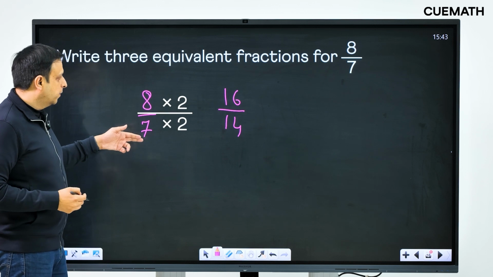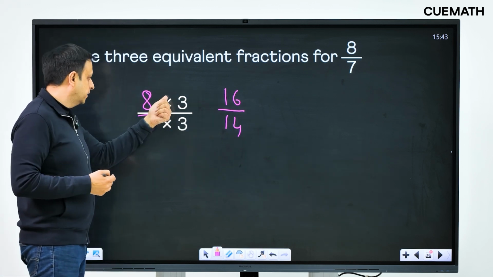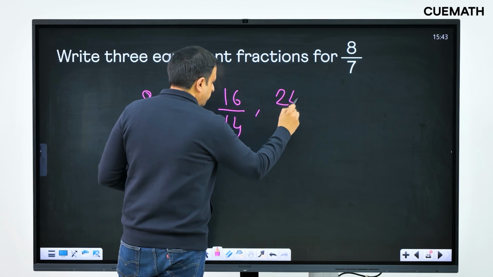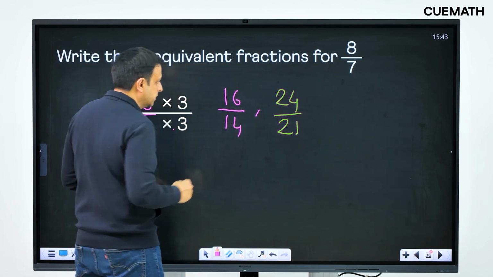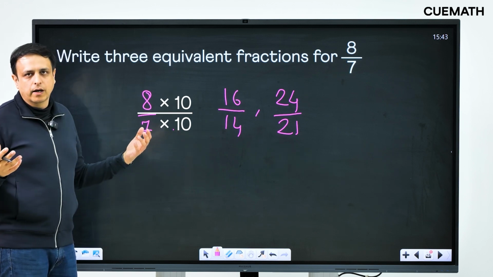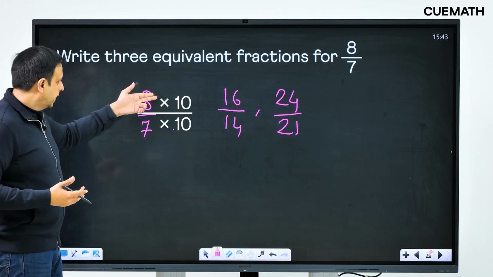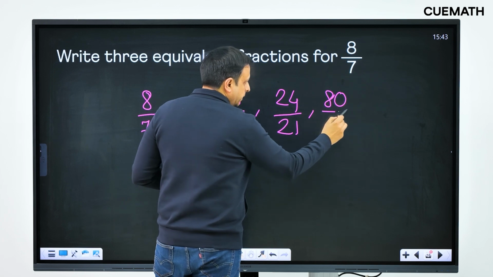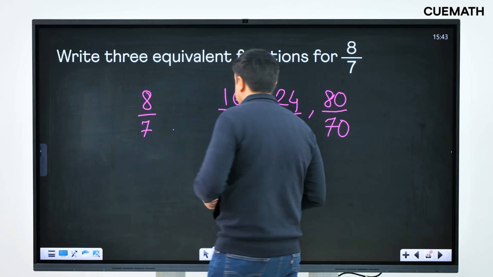Let's multiply above and below by 3. So 8 times 3, 24, 7 times 3, 21. So 24 over 21 is another possible answer. Let's multiply above and below by 10. I could take any value I want, so I'm taking 10. So I get 80 and 70. So 80 over 70 would be another possible answer.